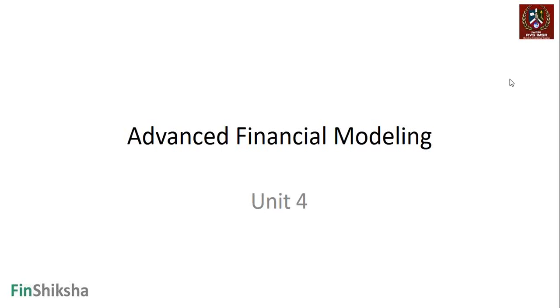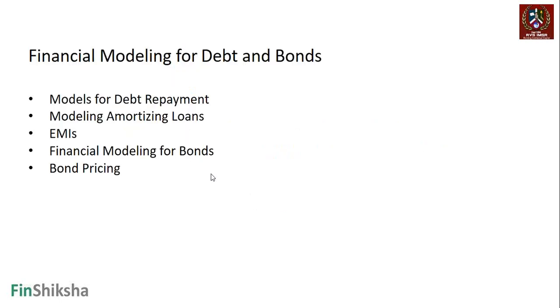We start with our discussion on Unit 4 of AFM, and in this unit we are going to look at a variety of schedules of how companies deal with debt and debt repayment. So the debt repayment schedule as well as a little bit of the bond mechanics is what we are going to work on here. So what are the various models for debt repayment?